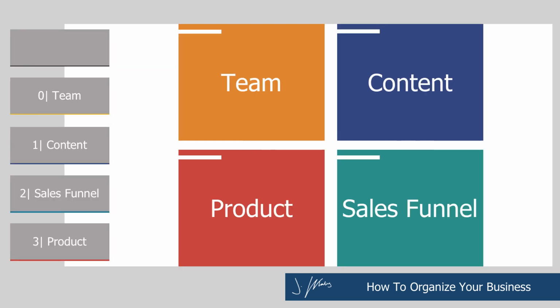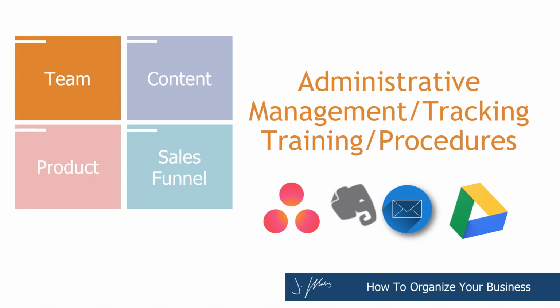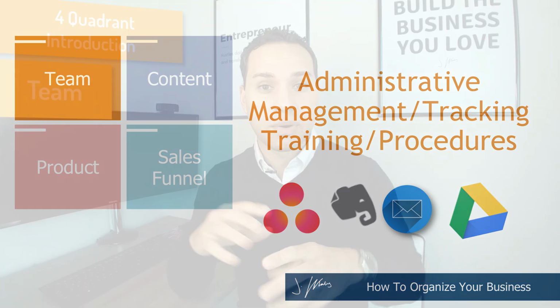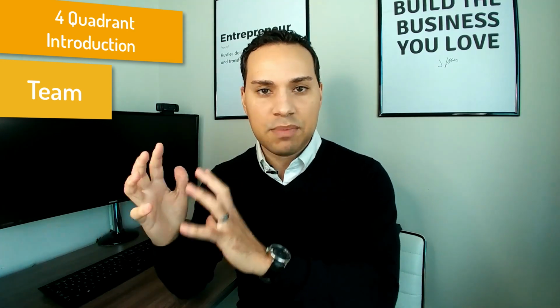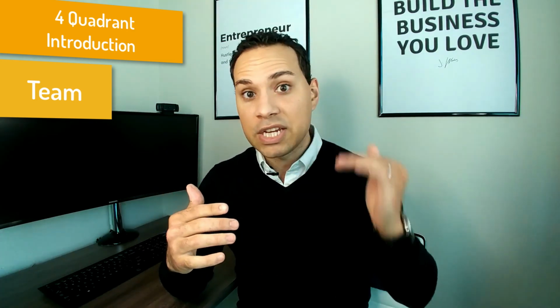So first up we have team, and team is all of the administrative stuff. Boring old tax and legal, managing your team, trainings and procedures, your not to-do lists, or kind of your idea boards. That's what team is, and we'll get into what that looks like for each one of the sections that we're going to be going through.